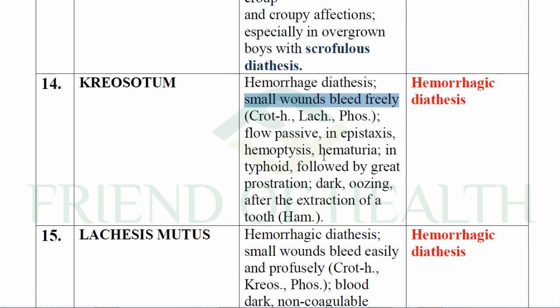Flow passive in epistaxis, hemoptysis, hematuria. This is another keyword. They can ask a question like flow passive in epistaxis, hemoptysis, hematuria. Creosotum is the answer. In typhoid, followed by great prostration, dark oozing after the extraction of a tooth.